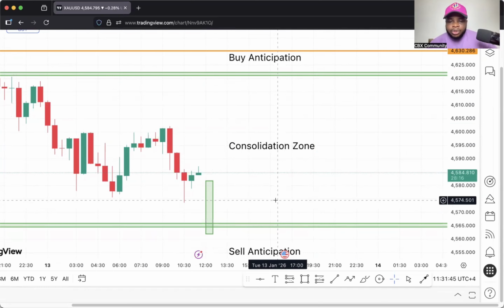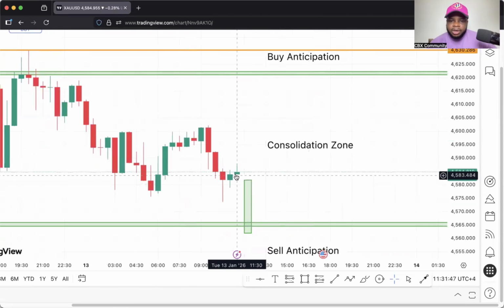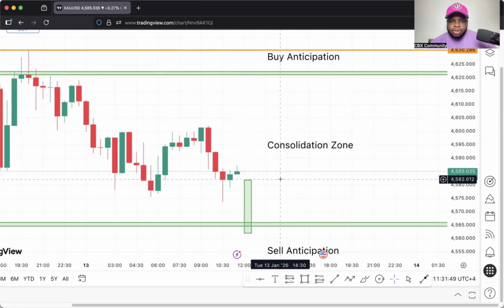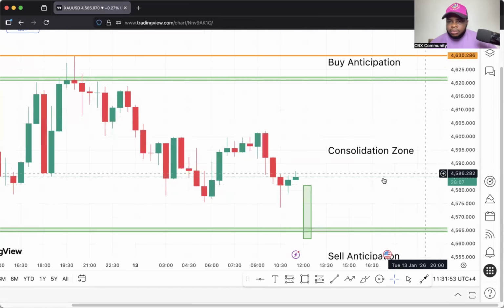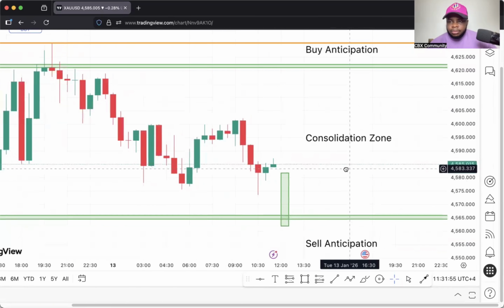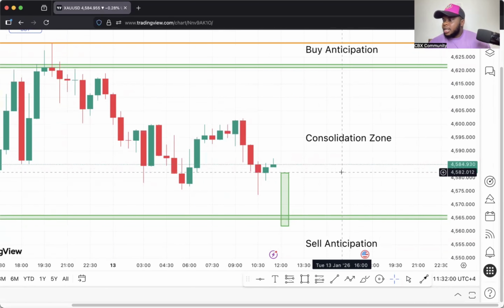So as of now, we don't need to do anything since this is the beginning of this 30 minutes candle. So let's wait and see what this market condition wants to do.